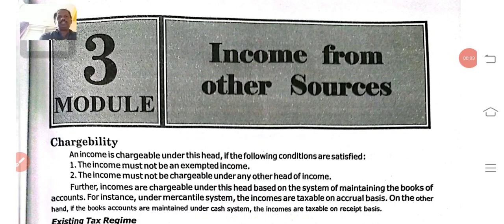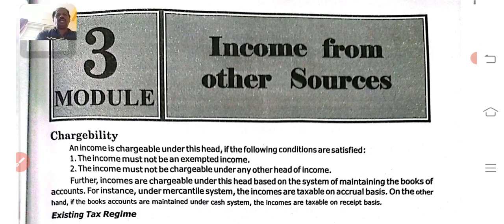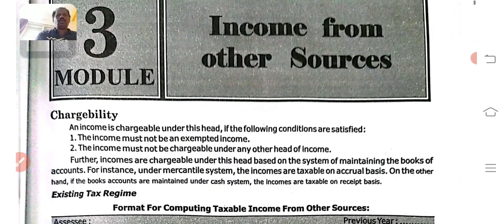So now I am discussing the third module, income from other sources. So, chargeability. An income is chargeable under this head if the following conditions are satisfied. What are the conditions to be satisfied? The income must not be an exempted income. The income must not be chargeable under any other head of income.